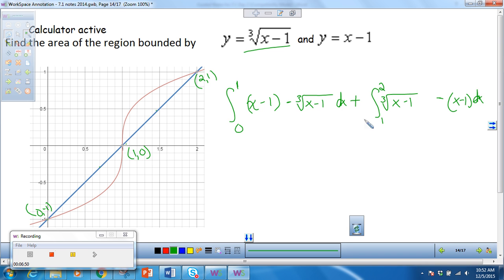Okay? So then you can integrate this. You'd have to do somewhat of a u substitution, but you can integrate this by hand. But I'm just going to let you find the answer using your calculator.